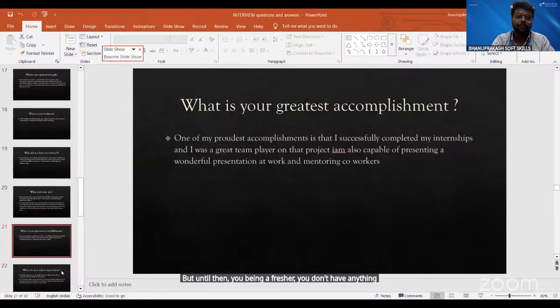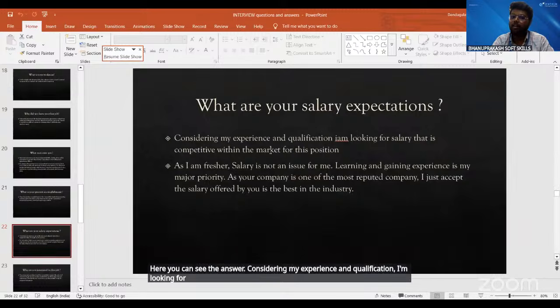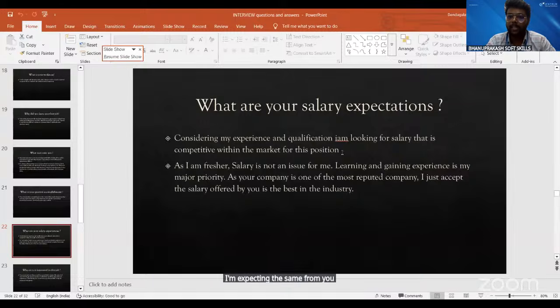Here you can see the answer. Considering my experience and qualification, I'm looking for the salary that is competitive within this market for this position. For this position, whatever salary every company is providing, I'm expecting the same from you. So you don't need to mention any particular figure here.